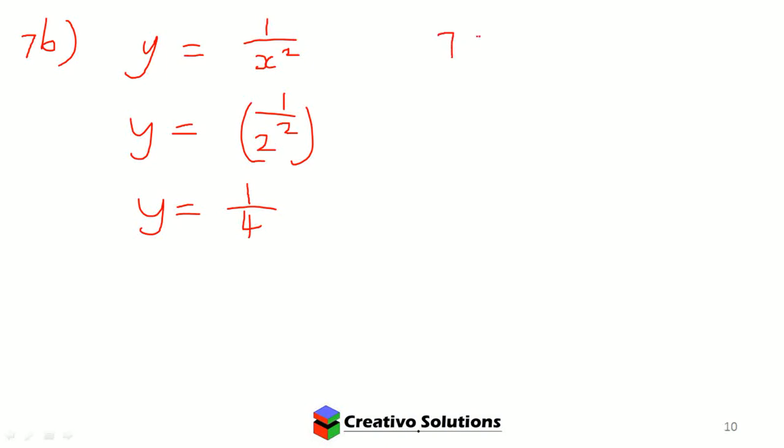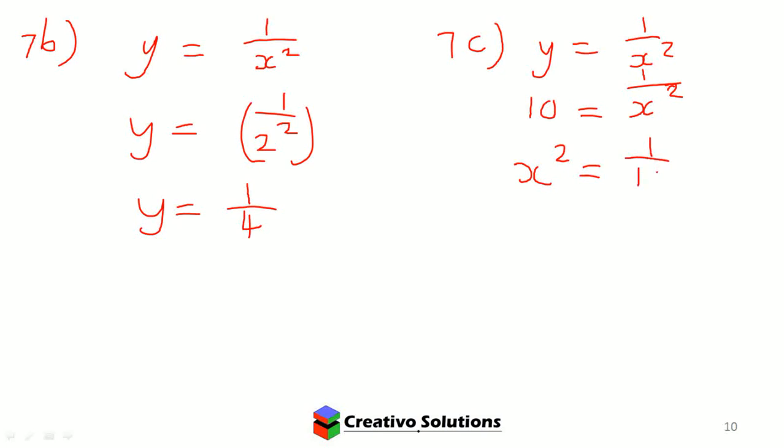Let's have a look at 7c. 7c states, find x when y equals 10. So y equals 1 over x squared. If y is going to equal 10, then I'm going to have 10 equal to 1 over x squared. Can I take the x squared across? Yes, I can. So that'll go to the left, becoming x squared. The 10 can go to the right, becomes 1 over 10.